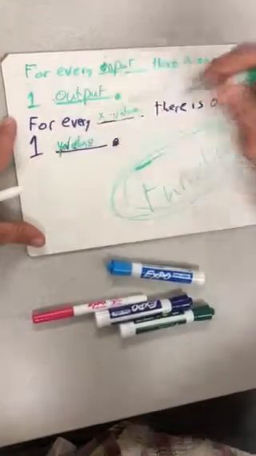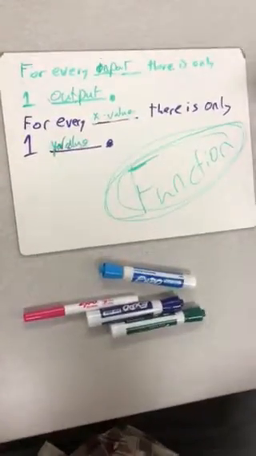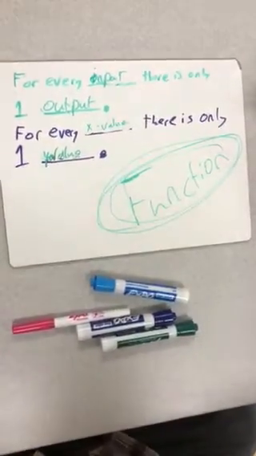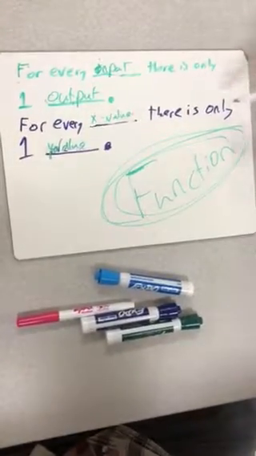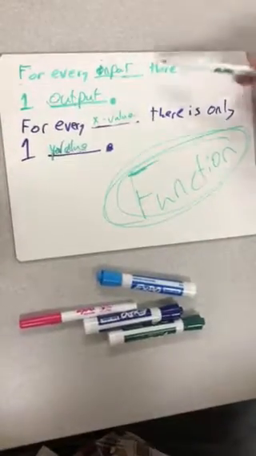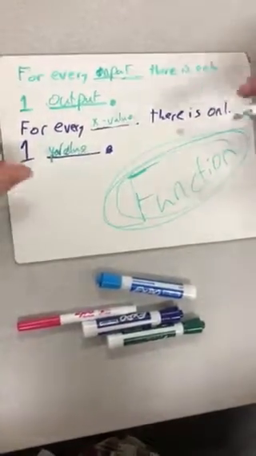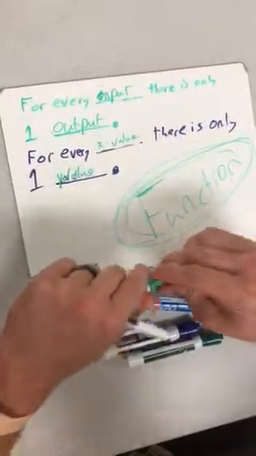V-A-L-U-E, oh my gosh. Okay, so what that means is I cannot have two of the same thing. If there's an x and it could be assigned to two different y values, that's not a function. And if there's an input and it has two different outputs, it's not a function. So we're gonna go through and determine whether or not stuff's a function.